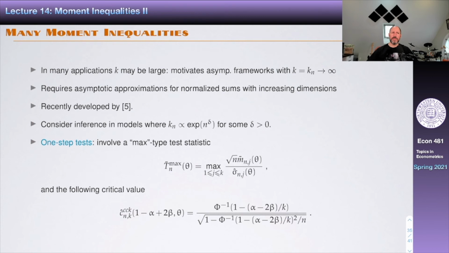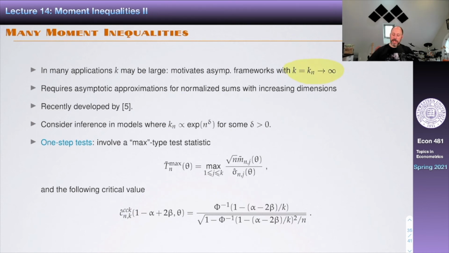Where they said in many applications, the number of moment inequalities is really large. Remember that I showed you one where there were 500. And if you think about entry games, it's 2 to the m, whatever. So the question is, what if we start thinking about K, the number of moments? Okay, now let's call it Kn going to infinity.